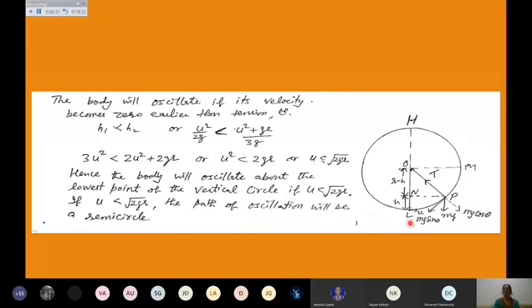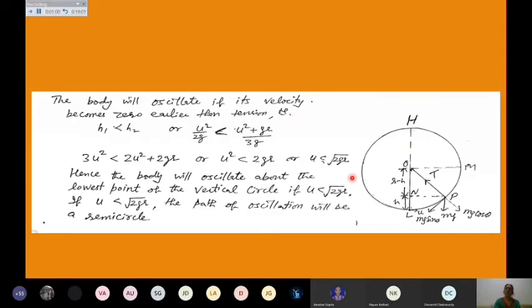And it may have some semicircle-like path. So this is the condition for oscillation, that h1, it means velocity becomes 0 earlier than its tension. So this is to be noted, and these expressions for h1 and h2 we have already calculated. So we can put the values of h1 and h2 and work it out for finding the value of u. That is simple mathematics.